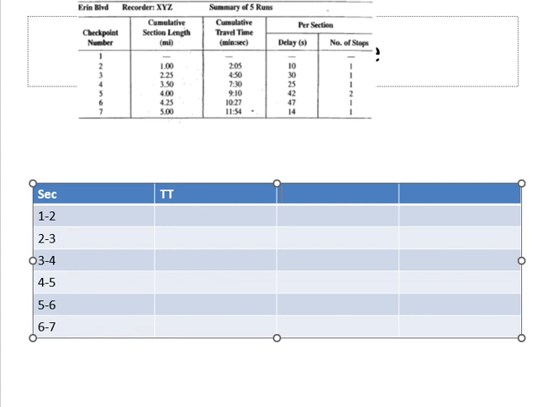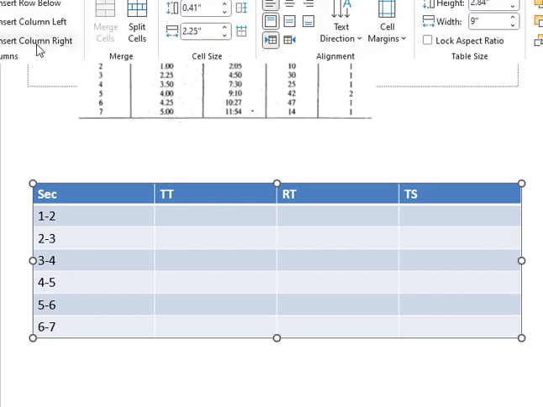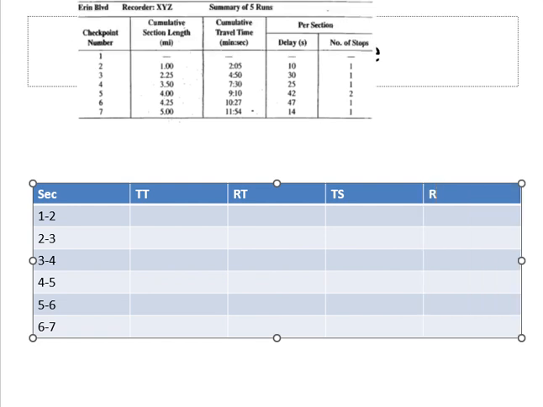They are asking for travel time. Delay is given. This is the delay of each section. It's given, so I'm not making another column for it. But what they were asking for was a running speed. The running speed will come from running time, so I make a column for running time, and then I will calculate travel speed and running speed.